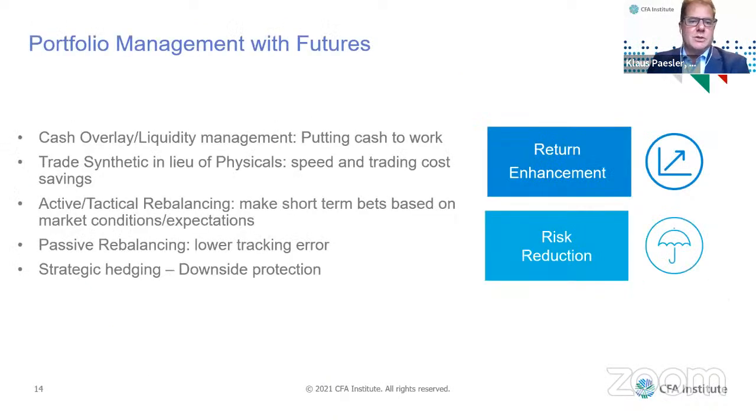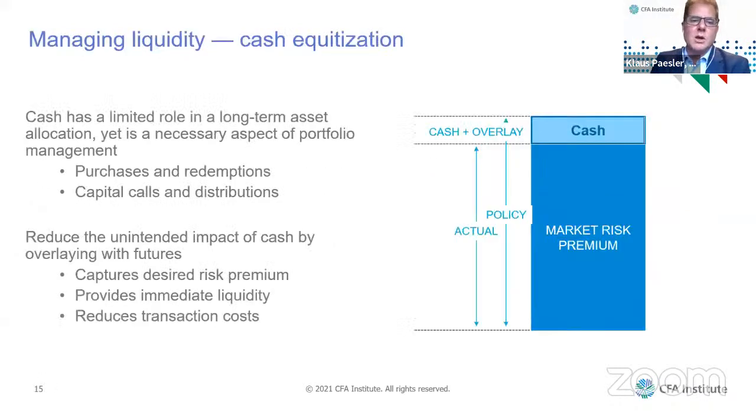So very briefly now, I want you to go into how this is used in portfolio management. You can use it as cash overlay or liquidity management. Again, as we mentioned before, trading that in lieu of physicals because it gives you the speed and trading cost advantage. You can get into the markets rather quickly and rather cheaply and do short-term rebalancing to your portfolio, again, without having to trade the underlying, which can get quite expensive at times. So there are different ways to do rebalancing and strategic hedging based on your views in the market, and it gives you that speed advantage to both enhance your return or reduce your risk.